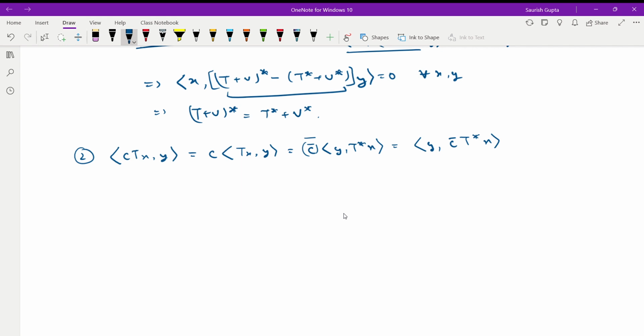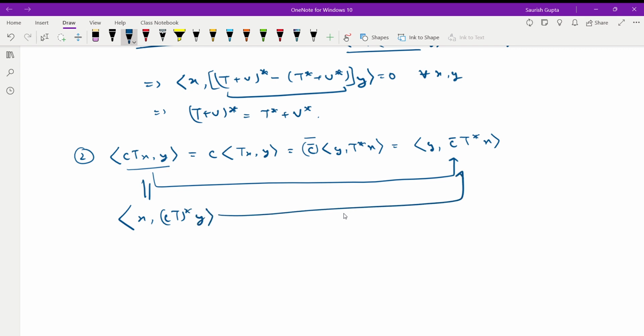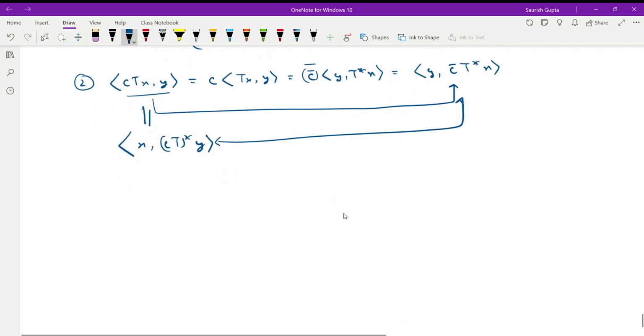So on the other hand, I guess you people are getting the point which I'm trying to make. If I am talking about the conjugate of CT, as an operator collectively, then I can write it as the inner product of x with (CT)* y. And these two are certainly equal because they come from the same statement, and hence we have our answer, since this equality happens for all x.